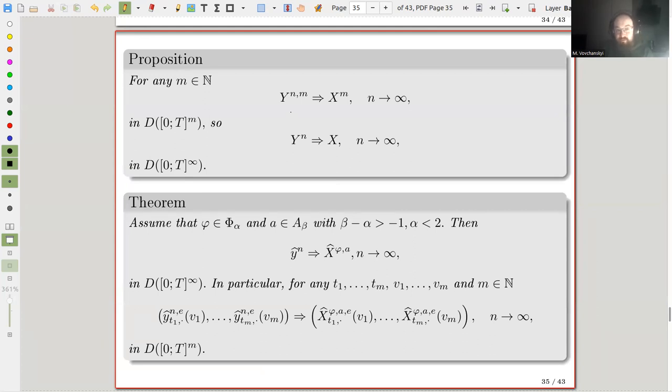The main theorem is actually that if you have a coalescing flow, that is important, then these transformations are also convergent, in particular convergent in finite dimensional motion. The main idea is that it might be useful if you want to calculate some probabilities in the way it's done for the Brownian web. Sometimes it's easier to calculate a probability for the Brownian web in terms of the dual Brownian web, backward in time.